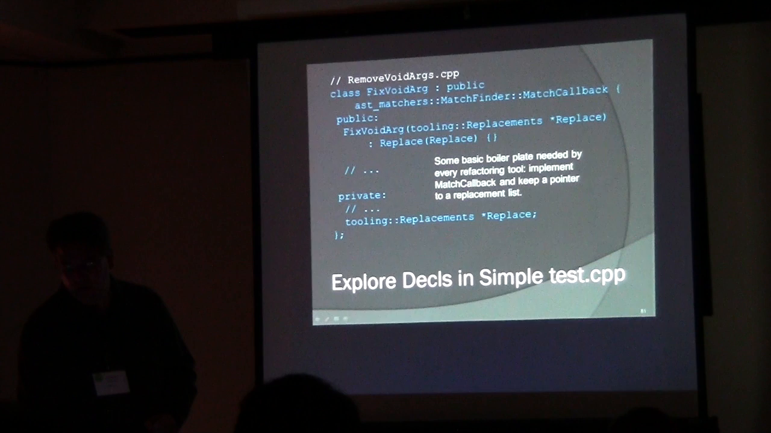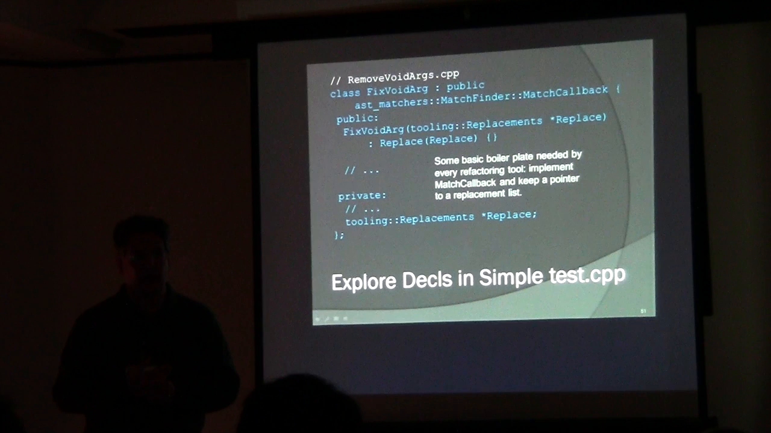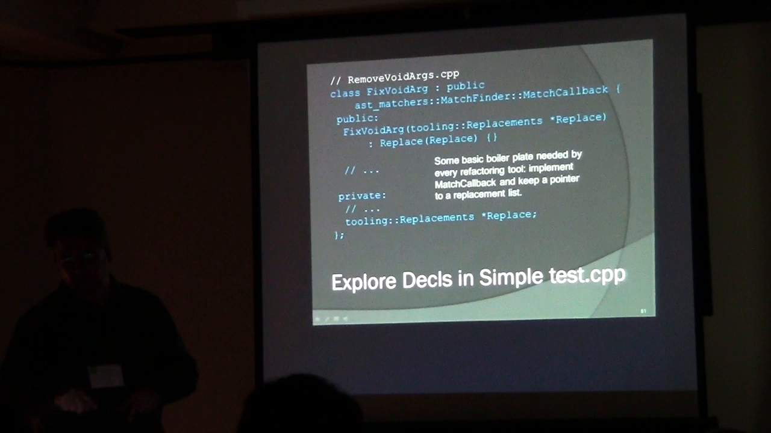Our refactoring tool has some basic stuff that every one of these tools is going to need to do. It has to implement the match callback protocol, so we do that by just deriving from a base class. And it has to remember the replacement list, so we just have a private member variable that we stash off in our constructor. And I imagine that this little piece of boilerplate would be the same no matter what kind of refactoring tool you were writing.